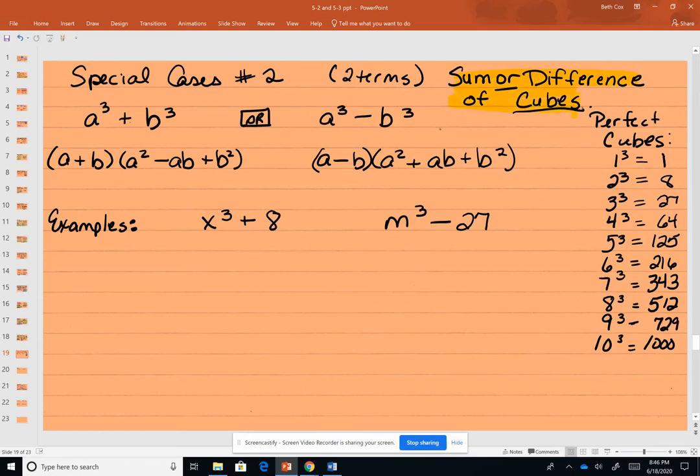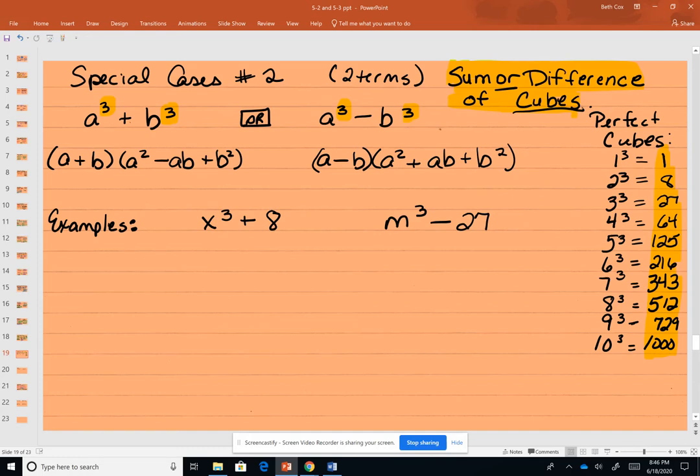Now your handout has all your cubes on it, but I decided to put them on here just so you can see them. These are the numbers that we call perfect cubes. We're going to be looking for problems with these numbers and exponents of 3. Remember, on the squares, we could only do a difference. But on the cubes, we can do a sum or a difference. And the formulas are basically the same with just some sign differences.